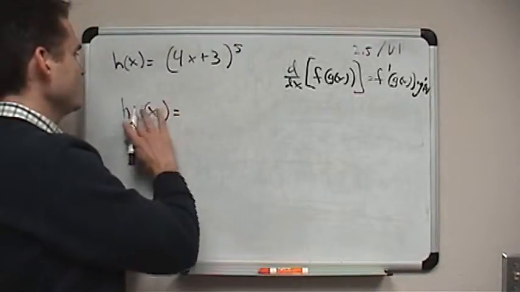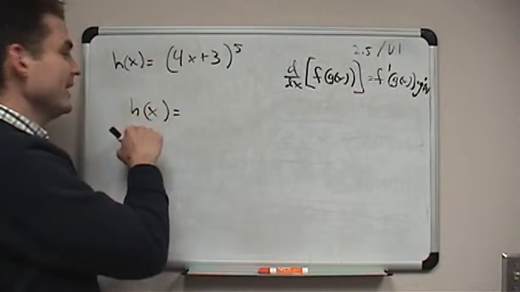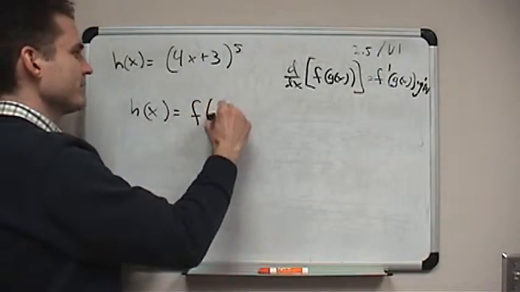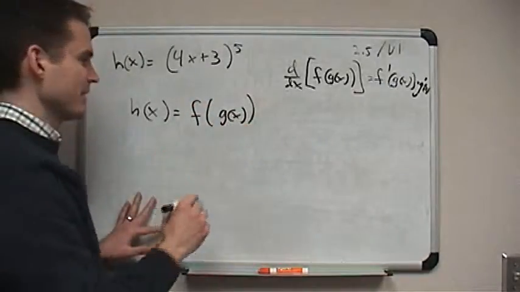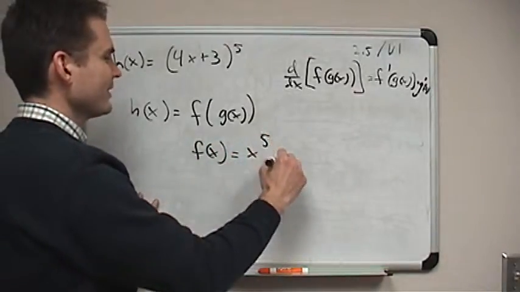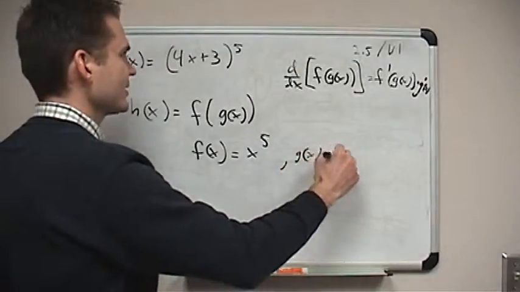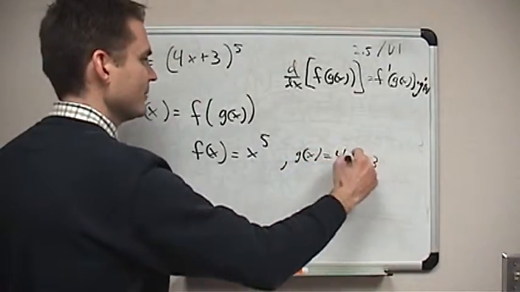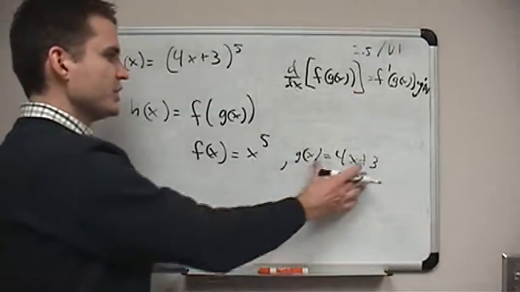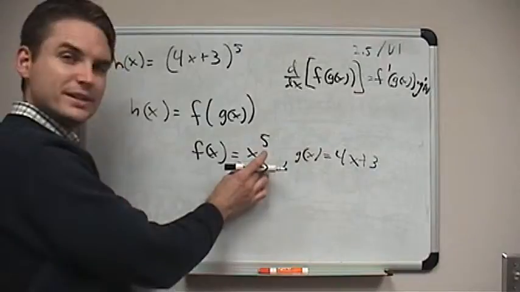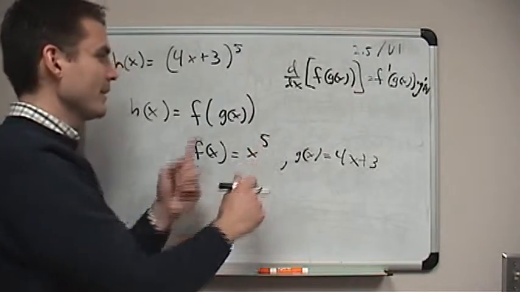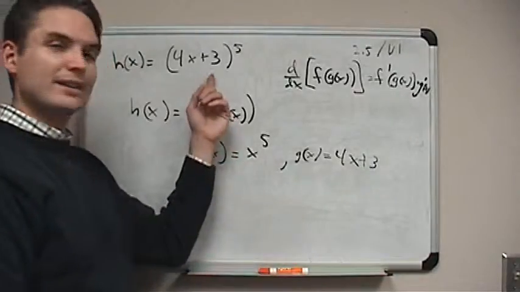So let's think about this for a minute. I'm going to go back to h of x again, just the original function. Well, I can write this as a composition of two functions if I choose them carefully. Here are the two functions that are going to make this work. f of x is going to be x to the fifth, and g of x is going to be 4x plus 3. If I compose them together, if I take g and put it inside of f in place of x, I'll get (4x + 3) to the power 5. When I compose these two functions together, I get the one I'm looking at.